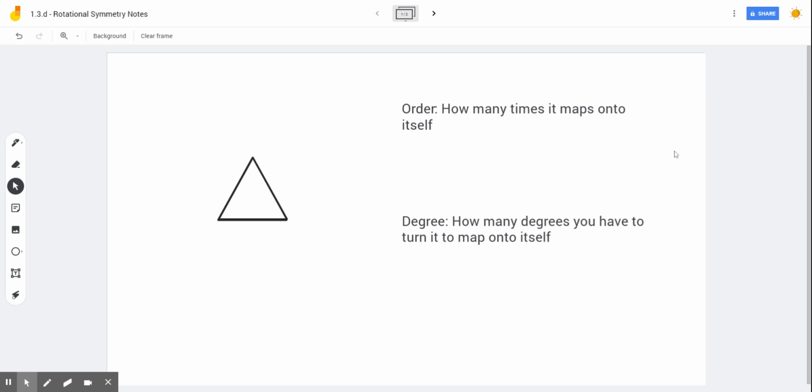Rotational symmetry is when a figure rotates and maps onto itself. So it rotates around and it lines up with itself. For example, this equilateral triangle here, if I rotate it, I have an identical one behind it.